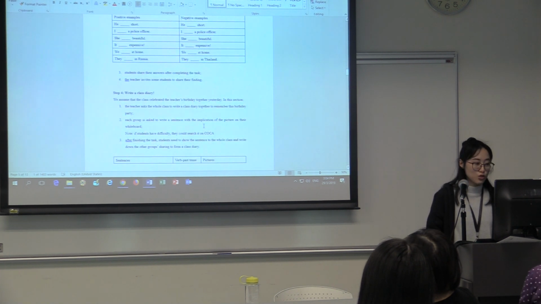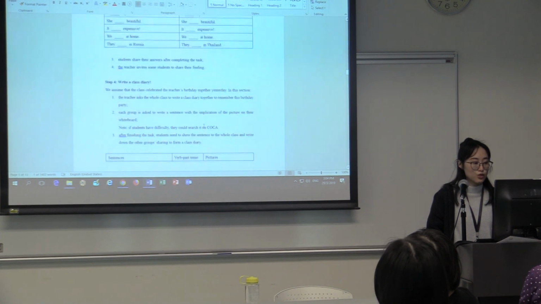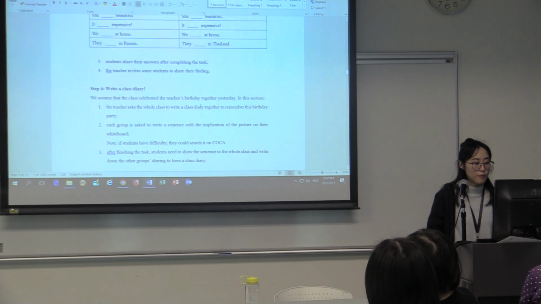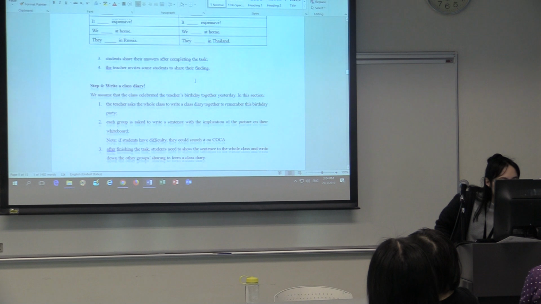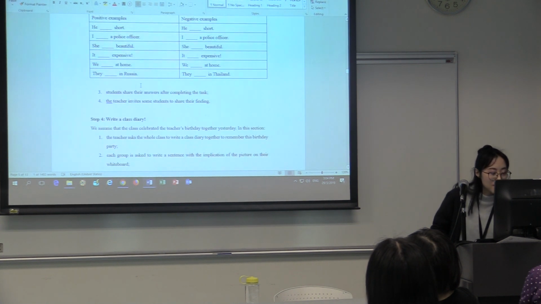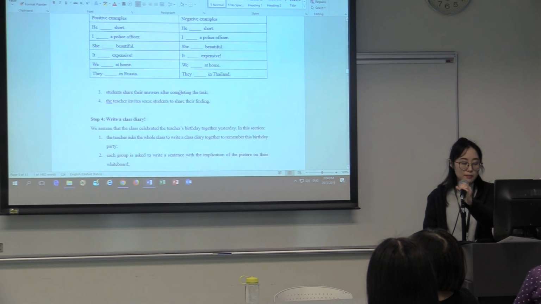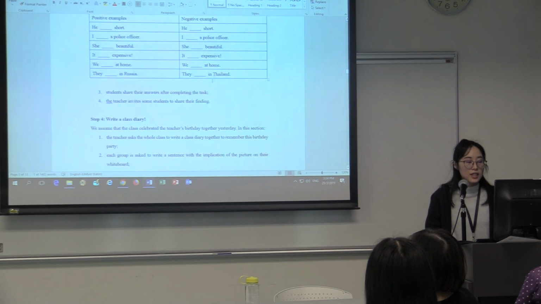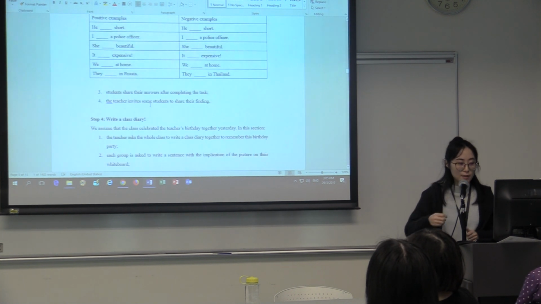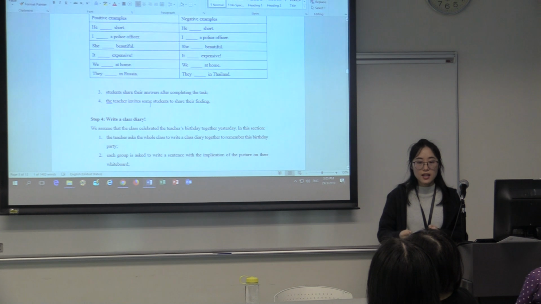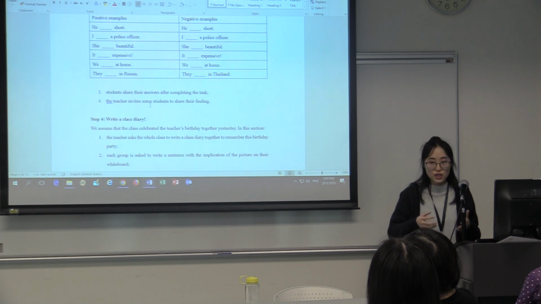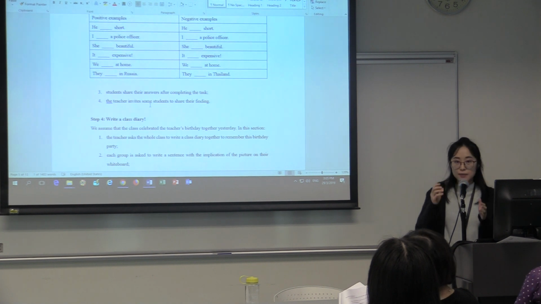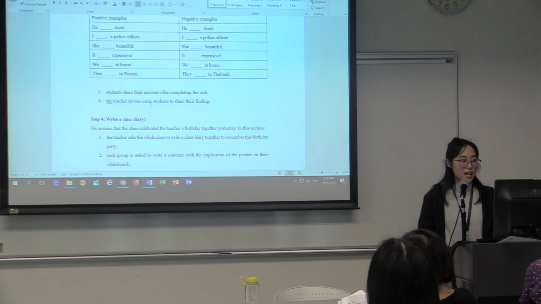And then the next step is to share. After completing this table, students share their answers, and the teacher will invite some students to share their findings. I think this is important feedback for students on this task, and it also gives them reasons to do this task.